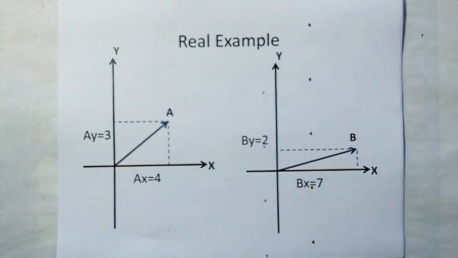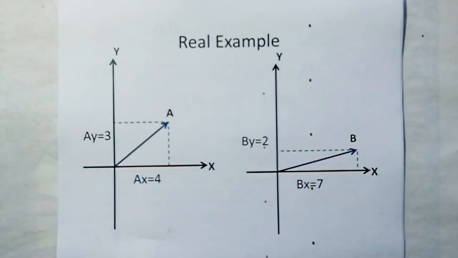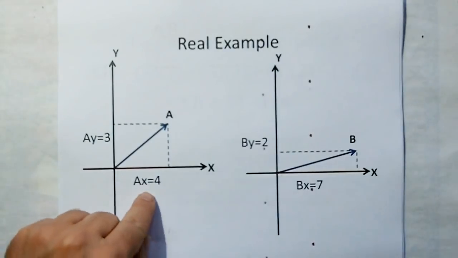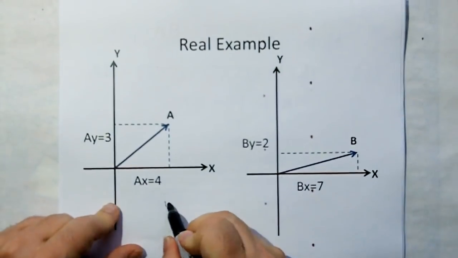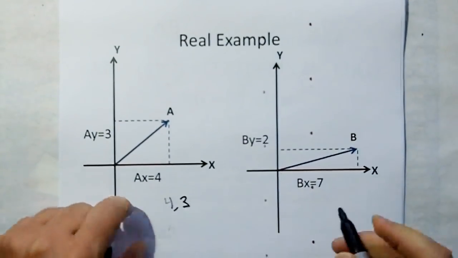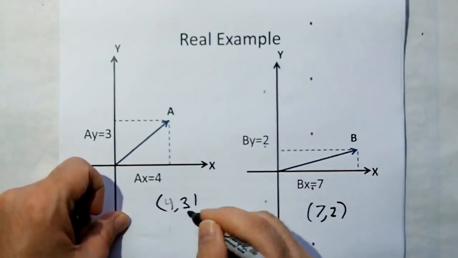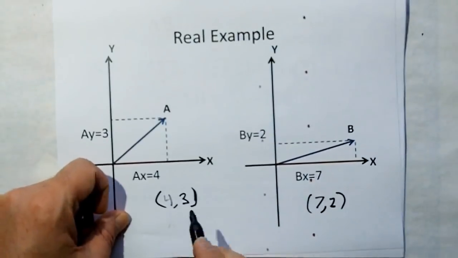Now let's do a real example with legacy vector products. Suppose we had vector A, and it's 4, 3. We simplify, we write the vector 4, 3, and this vector would be written 7, 2. That's a shorthand notation. You had the x component and the y component.